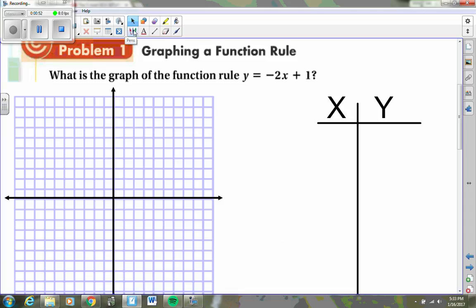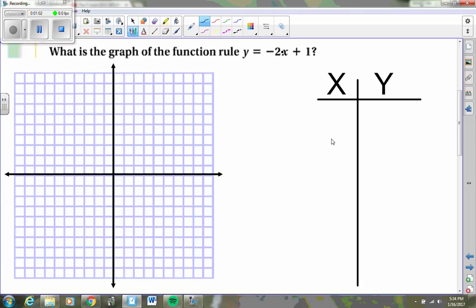Just as a reminder, whenever we see -2 with an x right next to it, that's multiplying. So we're multiplying by -2 and then adding 1. So we're going to create a table of values here with x values. We'll find our y values, and then we'll plot those points on our coordinate grid right over here.